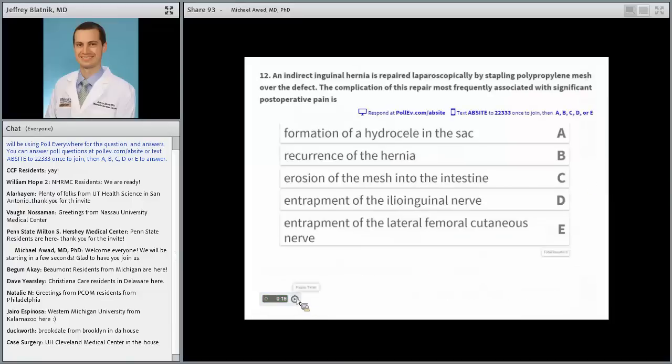Number 12, an indirect inguinal hernia is repaired laparoscopically by stapling polypropylene mesh over the defect. The complication of this repair, most frequently associated with significant postoperative pain, is: A, formation of a hydrocele in the sac, B, recurrence of the hernia, C, erosion of the mesh into the intestines, D, entrapment of the ilioinguinal nerve, or E, entrapment of the lateral femoral cutaneous nerve.